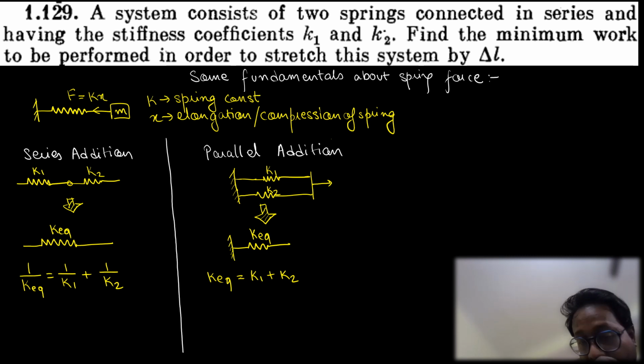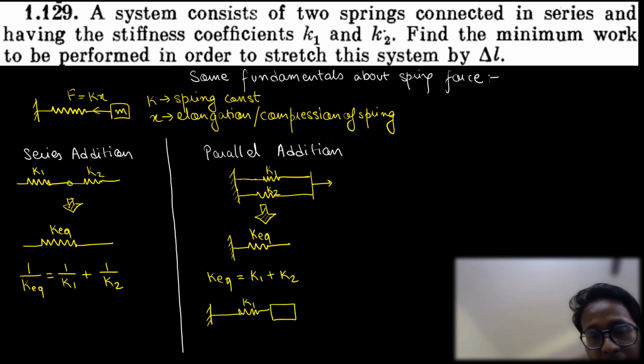This brings us to another interesting question. Tell me, this is spring K1, this is a mass kept out here, and this is spring K2.